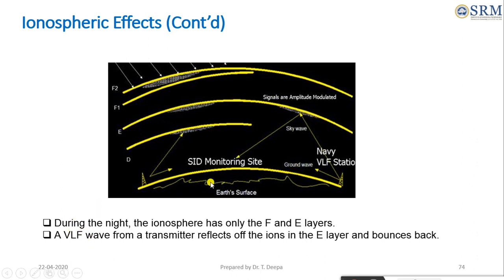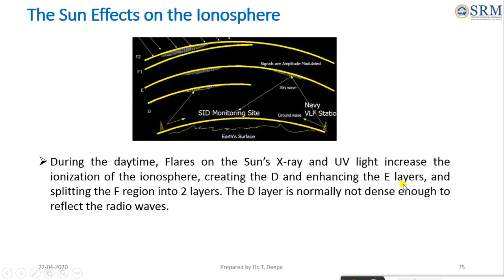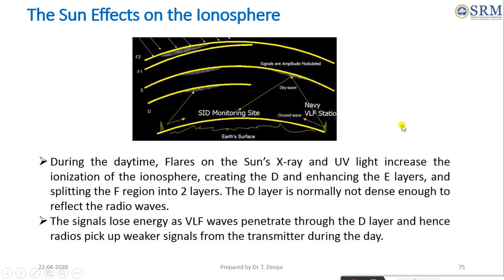So, during the night, the ionosphere has only the two regions, E region and F region, and a very low frequency wave from the transmitter reflects off the ions in the E layer and bounces back towards the Earth. Now the Sun's effects on the ionosphere during the daytime: the thickness of the regions increases.